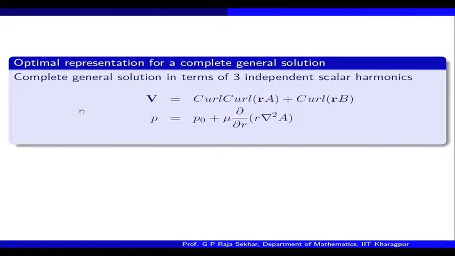So, optimal representation, when I say a representation for solution of Stokes equations involving 3 scalar harmonics. The Lamb solution is one such, but here we are going to see, without any summation, a representation which involves purely 3 scalar quantities. So, velocity is curl of r bar A plus curl r bar B. Here r is the position vector, A and B are 2 scalars, and the pressure is given by this up to a constant P naught.